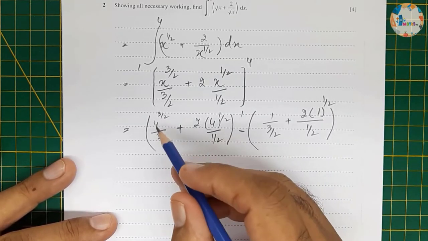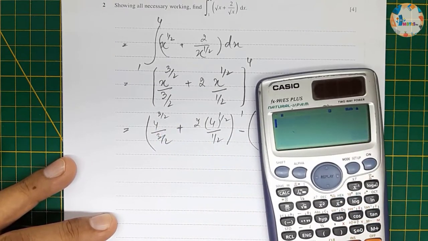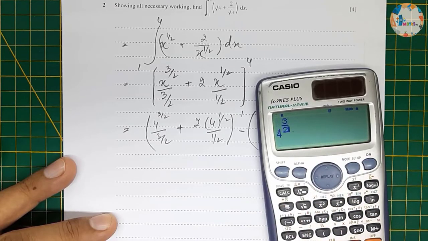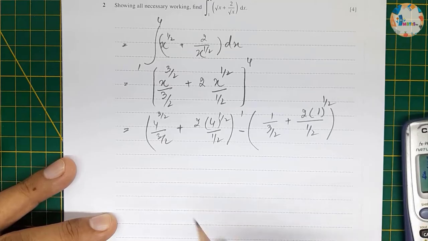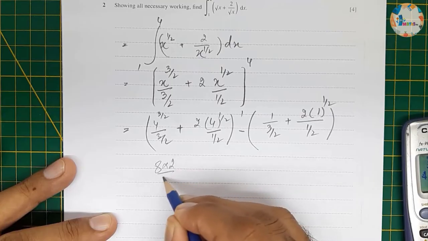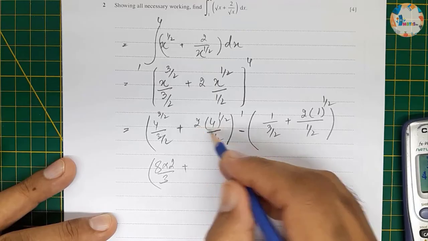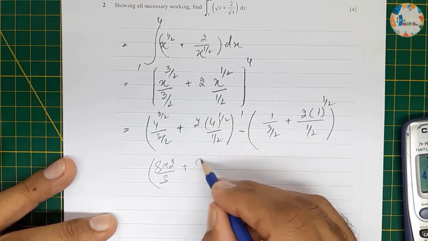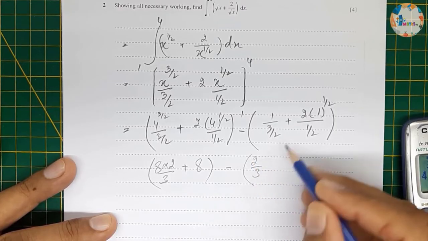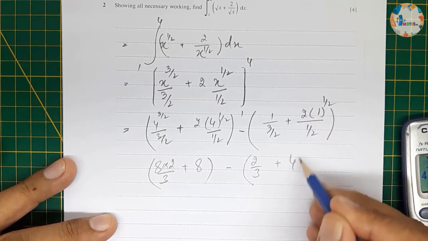Then if we calculate this portion, this will be 4 raised to the power 3 over 2, and this will be equal to 8. So this will be 8 and this will go up, so 8 into 2 over 3, and plus this will be 2 into 4, and 4 into 2 will be 8, so this will be 8 minus 2 by 3, and this one will be 2 and this will go up, so it will be 4.